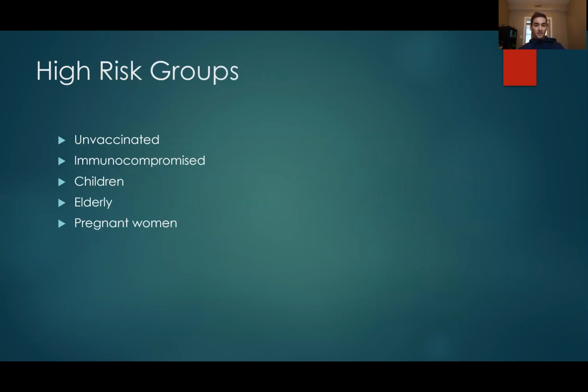So we should talk about high-risk groups. These are pretty self-explanatory. The main high-risk group are those that are not vaccinated. The next group are immunocompromised. Any patient that is either on some type of chemotherapy or has some type of viral illness that lowers their CD4 count and places them at immuno risk. Children, elderly, and pregnant women, all of the general high-risk groups that you would imagine.